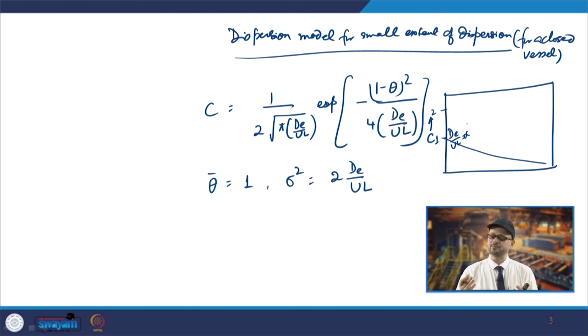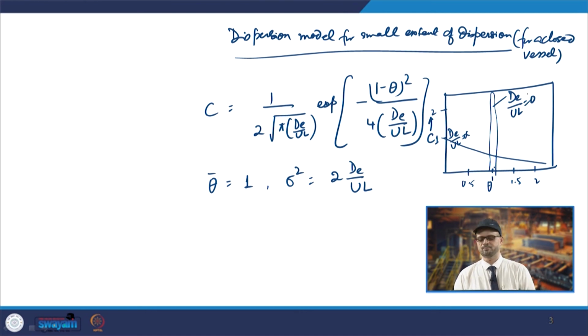Now, if you have the plug flow, in this case this is theta. So, this is 0.5, this is 1, this is 1.5 and this is 2. In the case of the plug flow, as you know, it will move like this. So, this will be d by ul, that is 0. So, there is no dispersion. So, that is your d by ul is 0. However, you will have the curves coming like this. And you have also curves going like this.